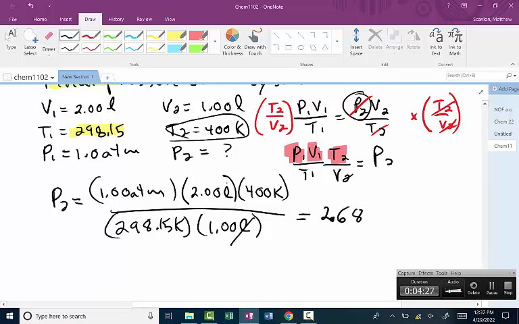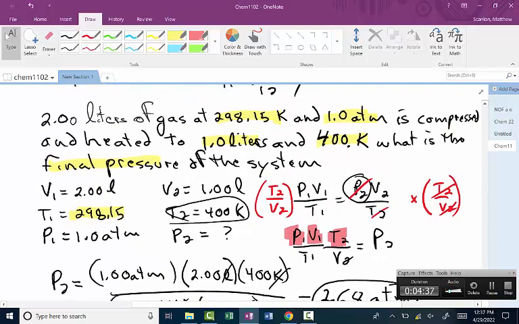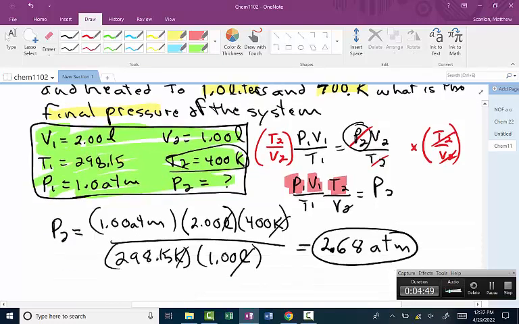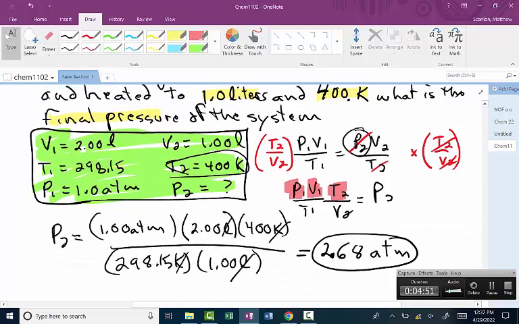And let's see what our units are. My liters cancel, my Kelvin cancel, and I get atmospheres. That'll help you make sure your units cancel. And that's it. You just have to be able to solve and dig out from the word problem what your variables are, and write them down like this. This will help. And figure out what to solve for. Straightforward problem.